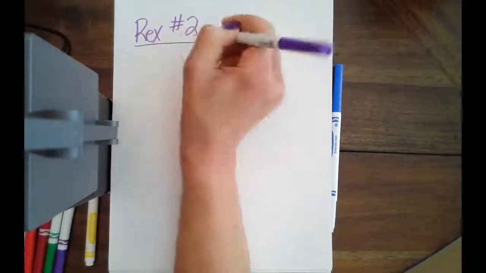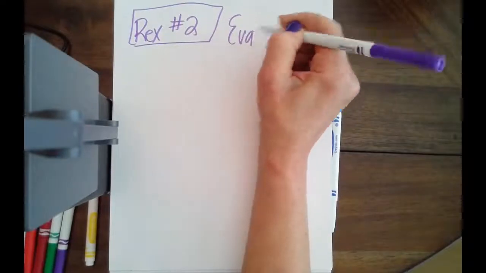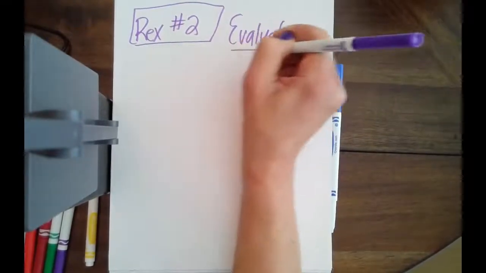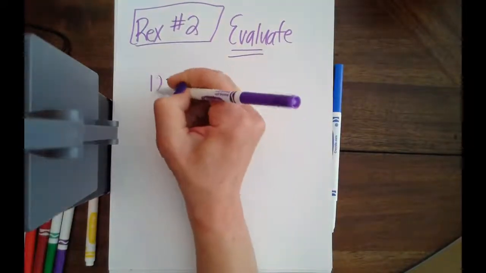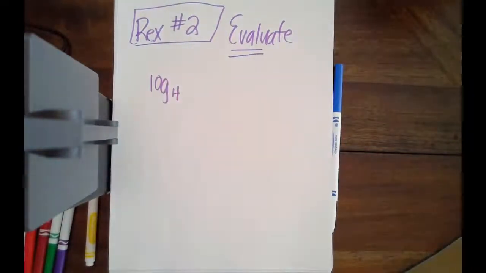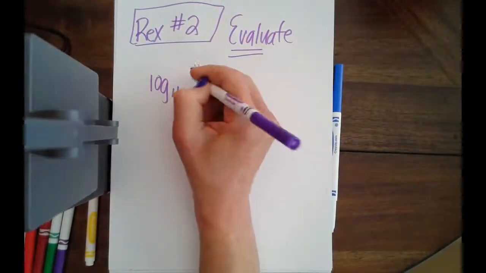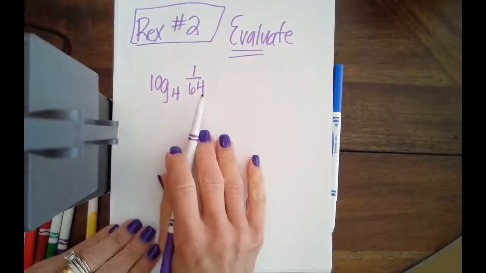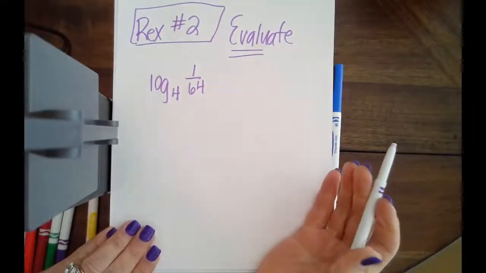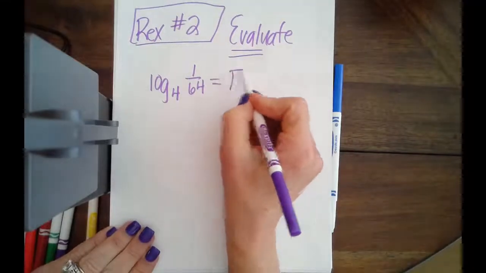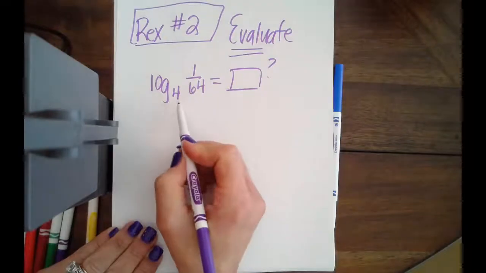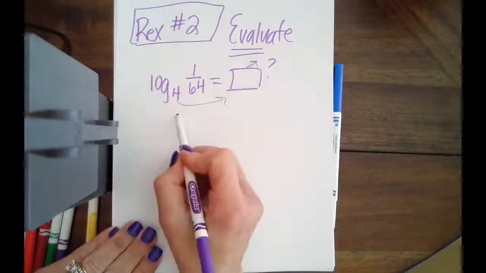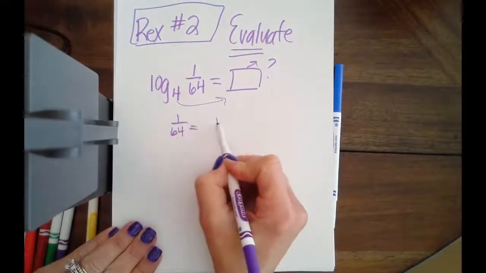Again, we're talking about evaluate, root word being value. How about this one? Log base 4, block is 1/64. Your main number's downstairs, so you know you're going to need a negative exponent. In your mind, you could put it in exponent form and say 1/64 is equal to 4 to the whatever.